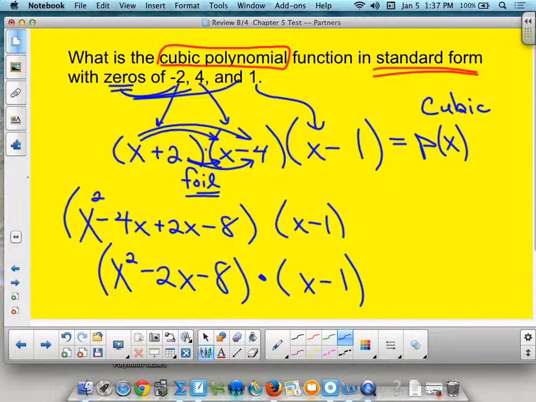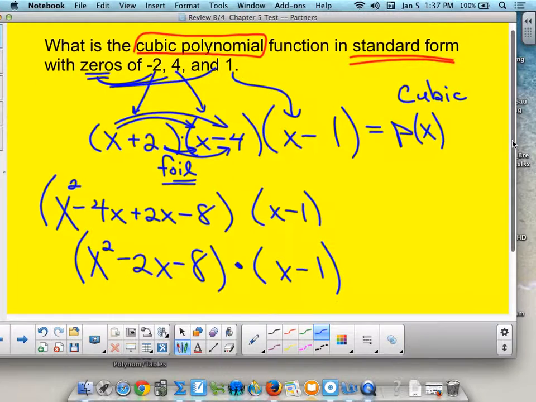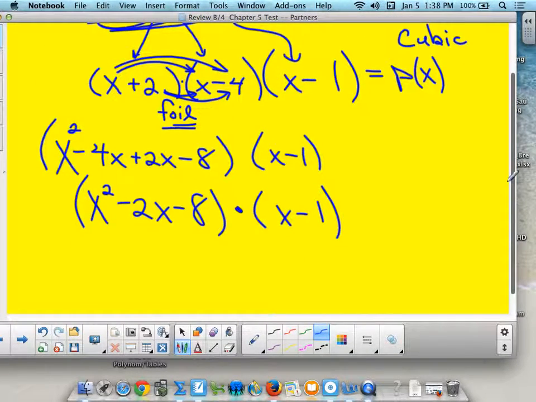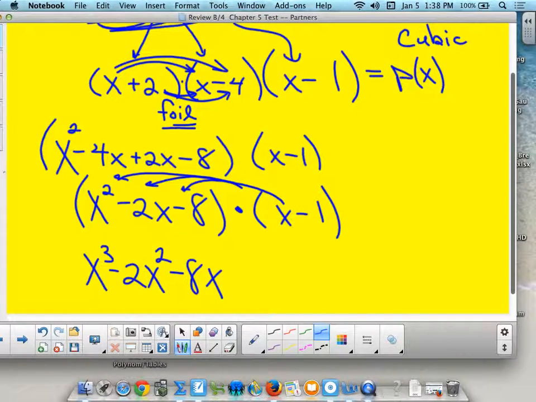There, I did the first 2. Does that match yours? Yeah. Okay, I don't want to make a mistake and then find out later I made a mistake, so good. Now, it's not called foiling when you take trinomials times binomials, but it's kind of the same thing, right? I go this way, and then this way. Then I'd go this way.